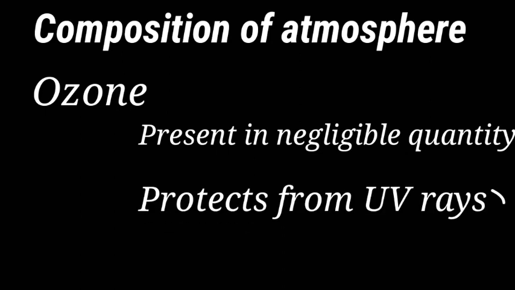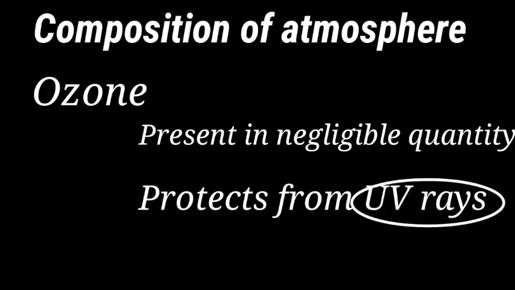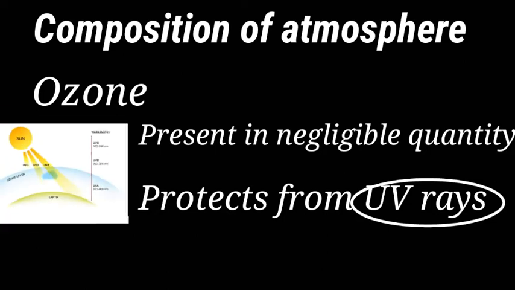Now we are going to talk about ozone. It is present in negligible quantity, we can just neglect it, but it is so important because it protects us from the harmful UV rays exerted by the sun, which can cause various diseases. And that's all about the composition of atmosphere.